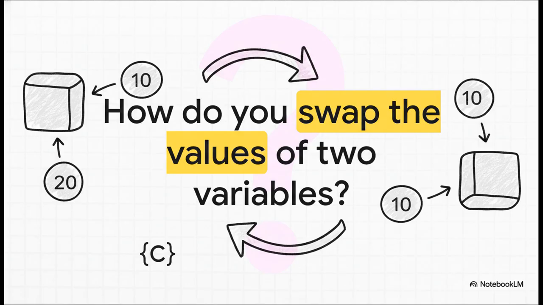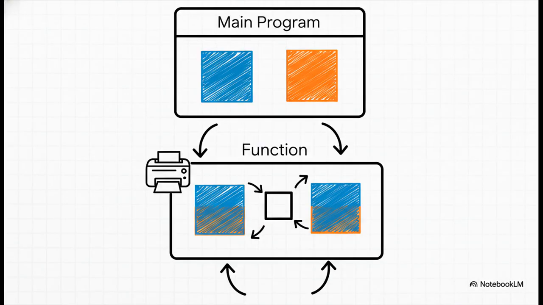Let's say you have a variable i that equals 10, and another one, j, that's 20. How do you write a function to swap them, so i becomes 20 and j becomes 10? Really think about it for a second. How would you do it? Okay, this is what most people try first.